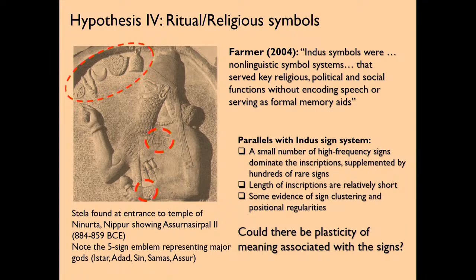And the reason why Farmer proposed this was that, look, you have a small number of very high frequency signs, the lengths of inscriptions are relatively short, and so on. And so maybe there is not really any meaning per se associated with the particular sequence. Rather, each symbol might have a meaning, and they can be given in some kind of free order.